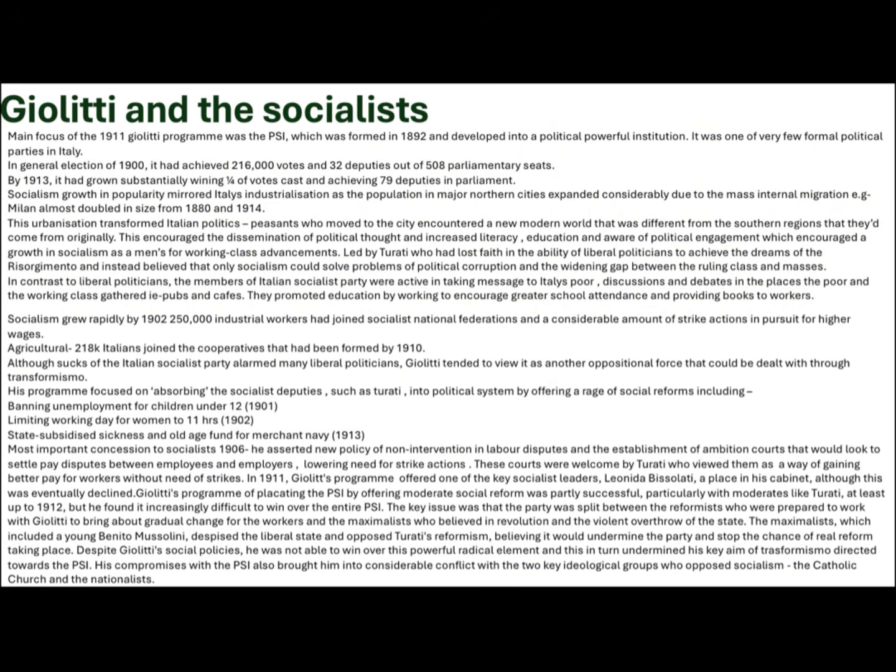So socialism grew rapidly. By 1902, 250,000 industrial workers had joined the Socialist National Federation, and there was a considerable amount of strike action in pursuit of higher wages. In agriculture, 218,000 joined the cooperatives that had been formed in 1910. Although the rise of the Italian Socialist Party alarmed many liberal politicians, Giolitti tended to view it as another oppositional force that could be dealt with through transformismo.